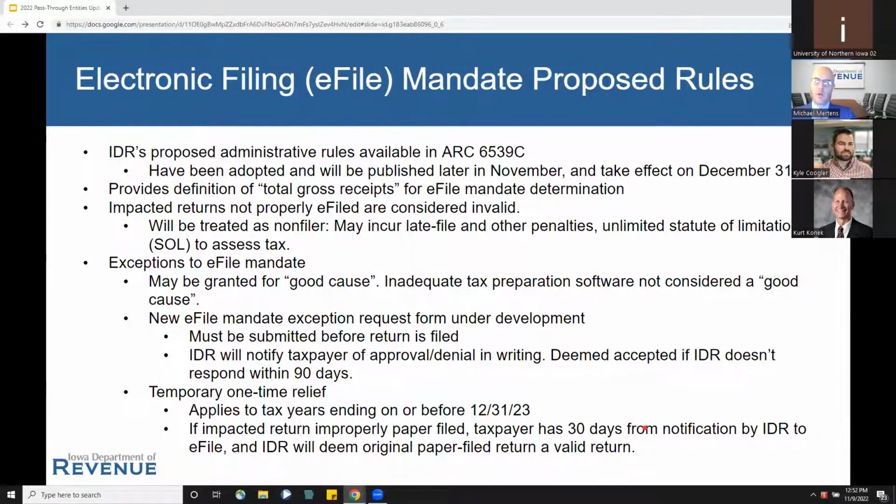And then there is some temporary one-time relief that the rules provide for tax years 2022 and 2023. If a taxpayer improperly paper files a return and we determine that you were subject to the new e-file mandate, we will notify you in writing, and you will have 30 days from the date of that notification to e-file your return. And if you do that properly, then the department will consider your original paper filed return a valid return on the day you paper filed.